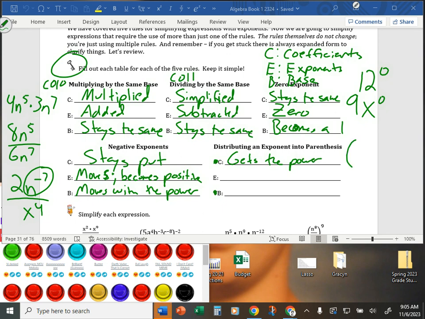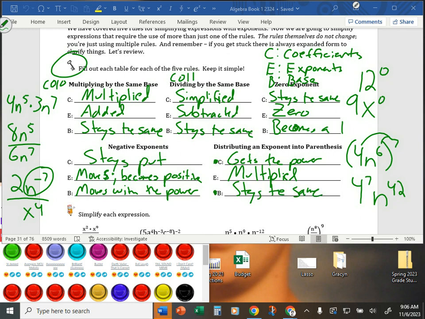The homework that we just corrected would be an example of that. If we have -4 n to the 6th, and all that's being taken to the 7th, right? When we distribute that 7 in, that coefficient 4 gets the power. It becomes 4 to the 7th. What happens with the exponents? They get multiplied, right? 6 times 7, we get n to the 42nd power. And the base stays the same. That n does not change.